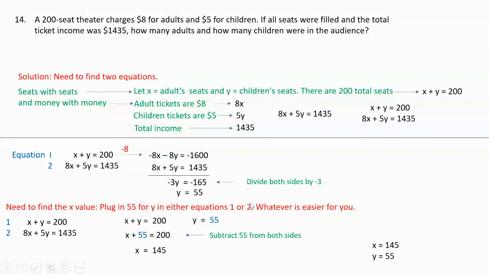But the question was how many adults and how many children were in the audience. Since variable x corresponds to adult seats and variable y corresponds to the children's seats, there were 145 adults and 55 children. And again, this is how you apply linear systems of equations in real life situations.